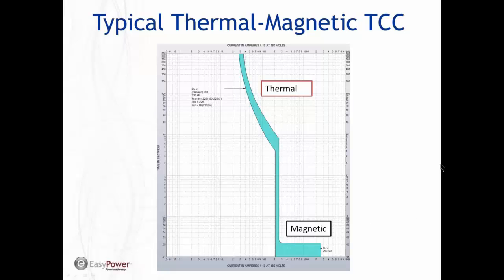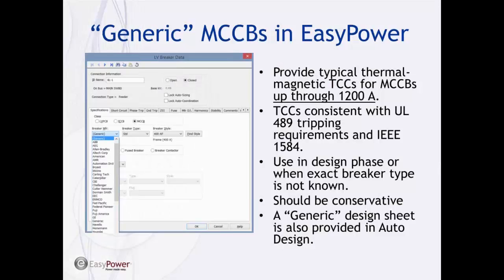Okay, so this is a typical thermal magnetic breaker curve, and this is actually a generic breaker from the EasyPower library. If you are building your models in EasyPower and you go to the molded case breaker tab, by the way, when you're inserting your low voltage breakers, it's important to first pick the class here, because the default is typically low voltage power circuit breaker, and if you're looking for a molded case breaker, you're not going to find it until you change it to molded case.